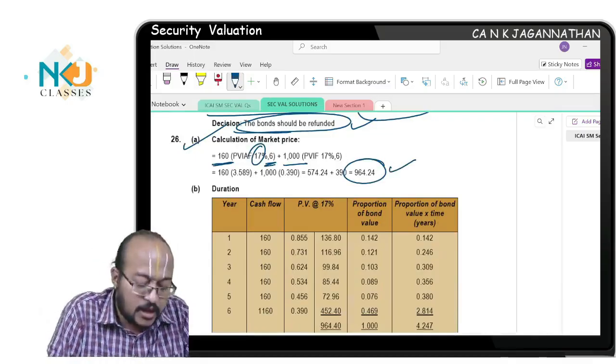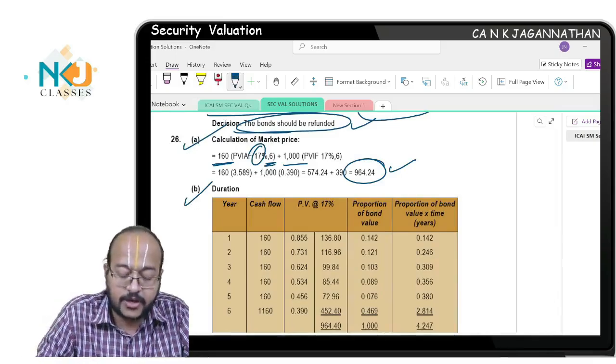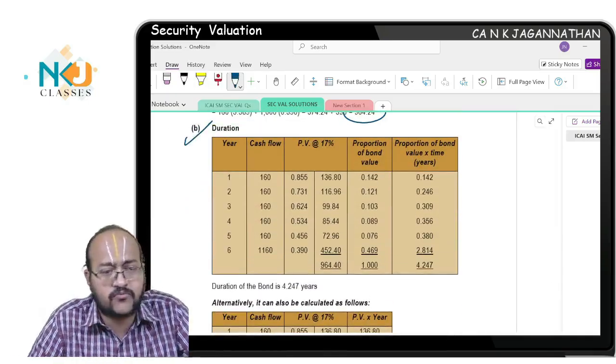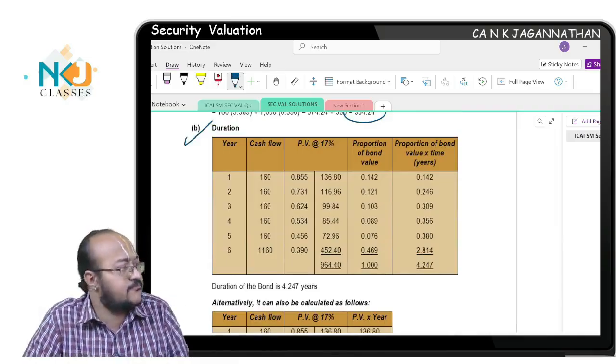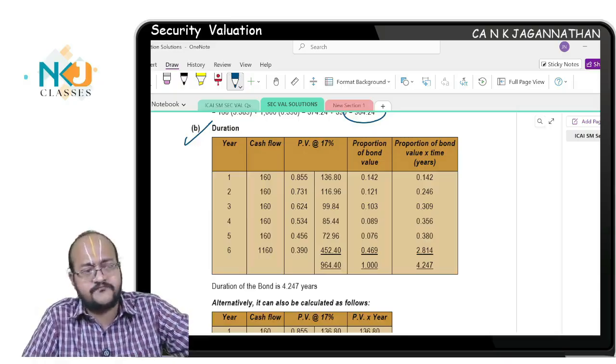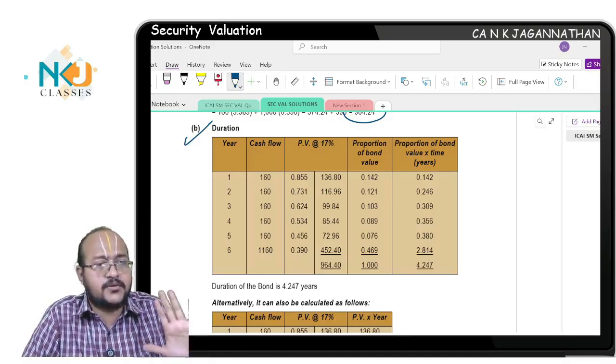Are you all understanding? Next, the duration computation. Here only I want your attention. See, for duration there are two methods, the tabular method and the formula-based method. Formula you don't need to memorize at all. Very simple. Duration is nothing but a time period, something similar to average due date in your accounts and intermediate, or you can say it is nothing but the discounted payback period, which you studied in capital budgeting.